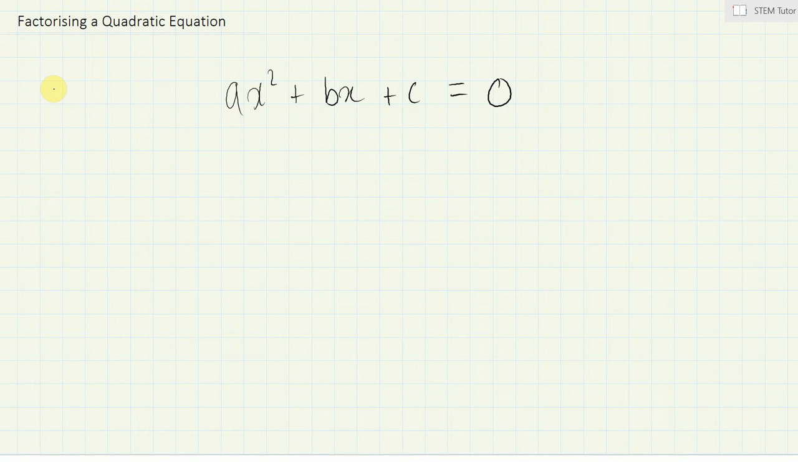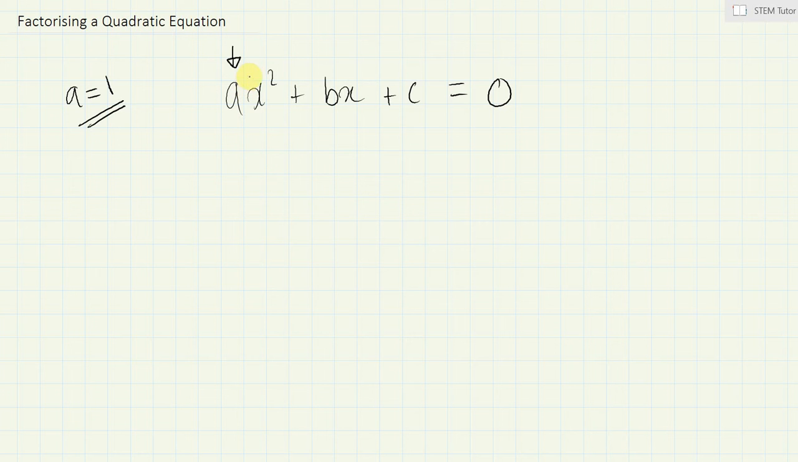Hello, in this tutorial I'm going to be going over how you factorise a quadratic equation. So here we have the general form of a quadratic equation: ax squared plus bx plus c equals 0. This video will focus on cases where a equals 1 and 1 only, a being the leading term in front of the x squared. If a isn't 1, I will go into how you factorise those quadratics in another video.